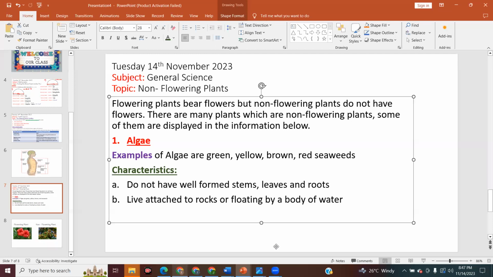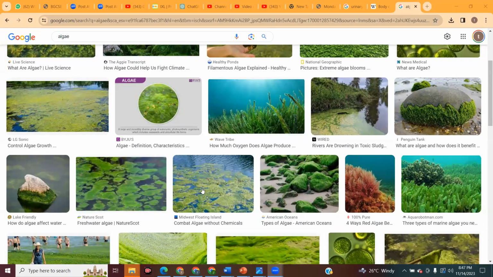So this is algae right here. This is like too much algae now. But the green stuff is algae. Still not sharing your screen. Oh, my screen is not sharing. Thank you. This is algae.